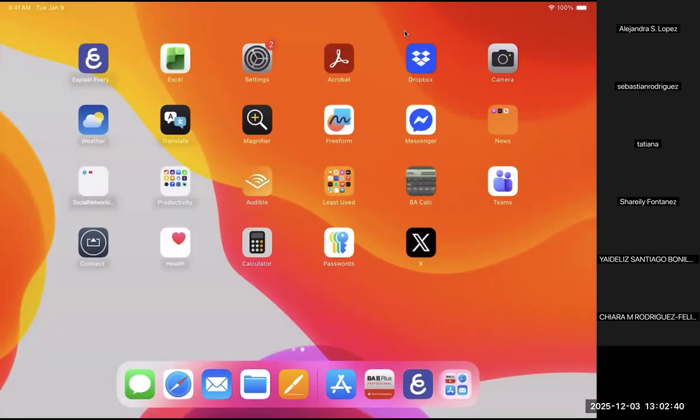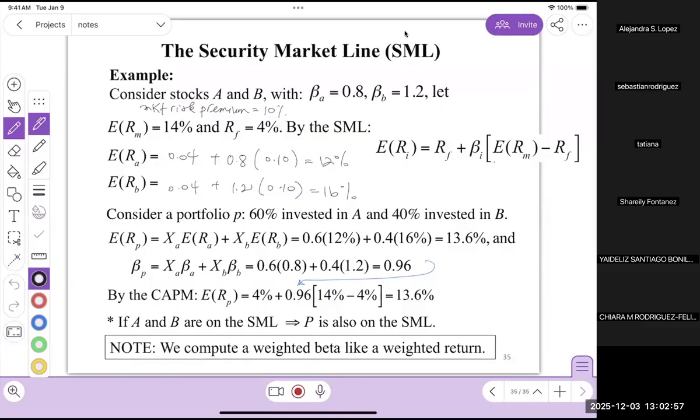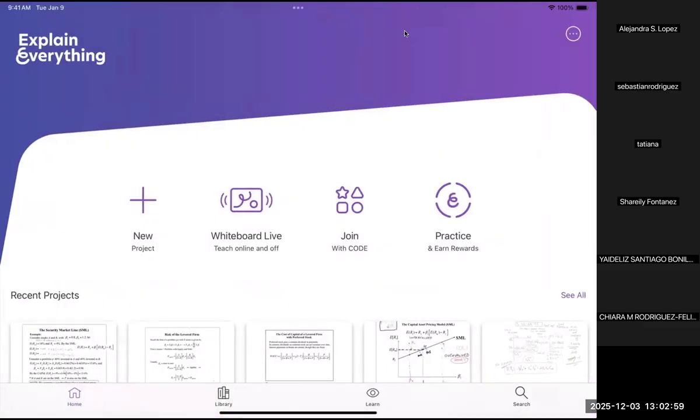Oops, I went too far. Now it's reloading. Oh, I broke it. It probably just did an update. Okay. Are you with me?